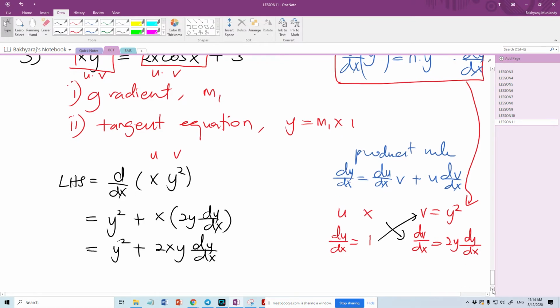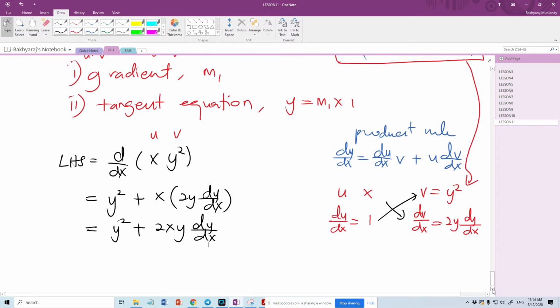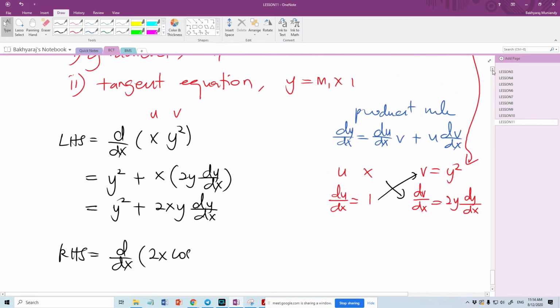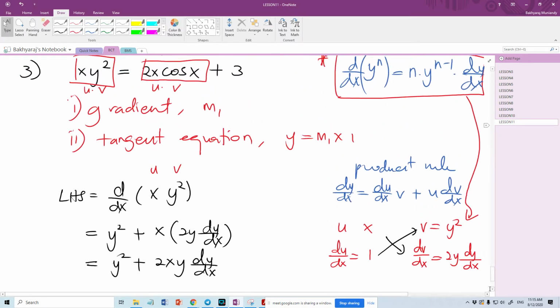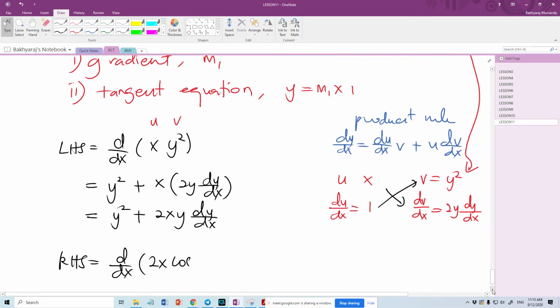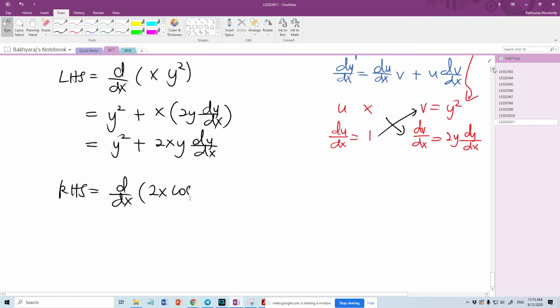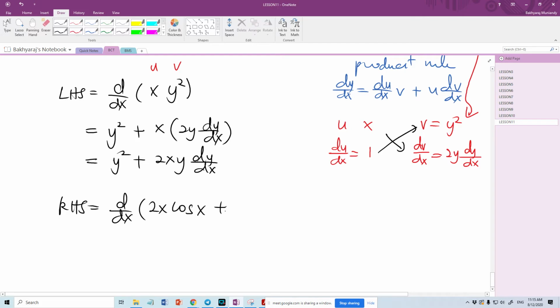Now I want to go for the right hand side. So the right hand side is actually d/dx of 2x cos x plus 3.